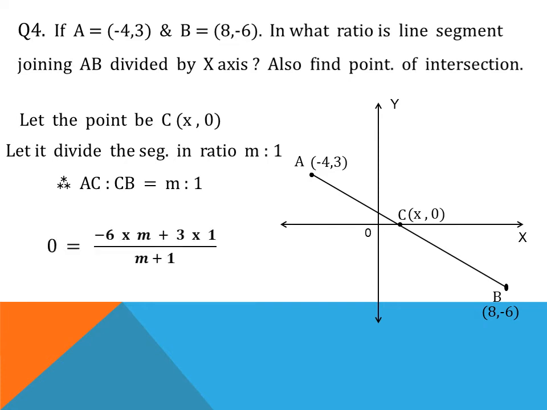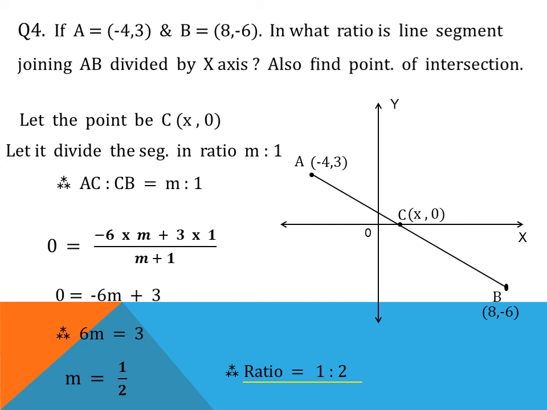Now by applying the section formula, let's start with the y-coordinate of point C. Since it is given as 0, it will be easier to solve that first. So the y-coordinate of C is 0. So 0 = (-6 into m + 3 into 1) upon (m + 1). By cross multiplying, because we have 0, the whole numerator will become 0. So -6m + 3 = 0. That gives us m = 1/2. So our ratio again will be 1/2 is to 1, and like our previous question, we'll multiply both sides by 2. So that will give us 1 is to 2.